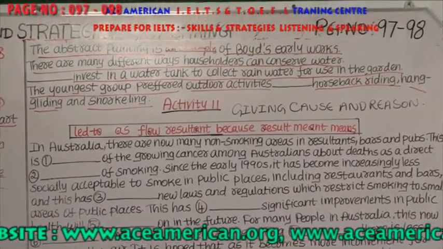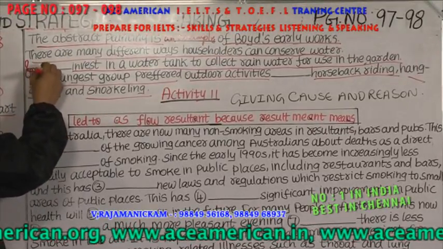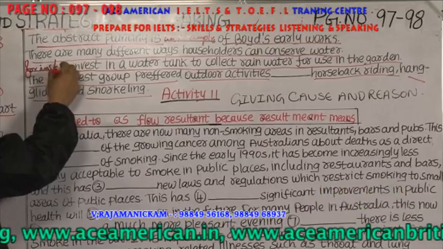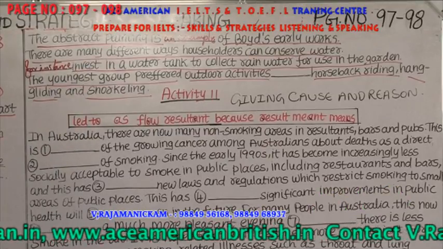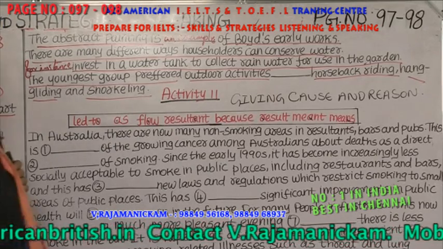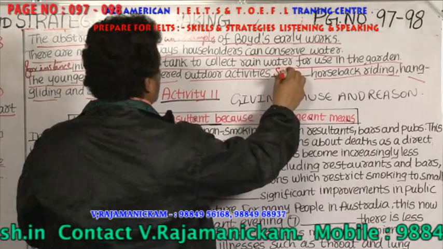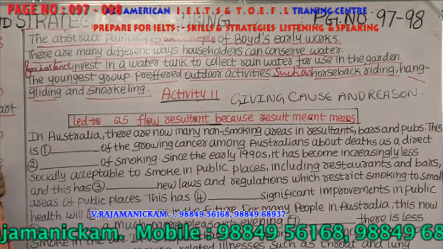Conserve water. For instance, invest in a water tank to collect rainwater for use in the garden. The youngest group preferred outdoor activities such as horseback riding, hang gliding, and snorkeling.